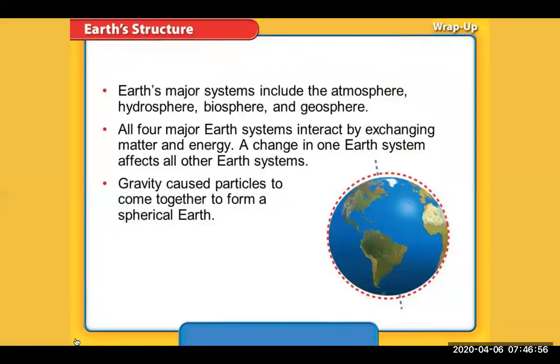Earth's major systems include the atmosphere, hydrosphere, biosphere, and geosphere. All four major Earth systems interact by exchanging matter and energy. A change in one of the Earth's systems affects all of the Earth's systems. Gravity caused particles to come together to form our spherical Earth.